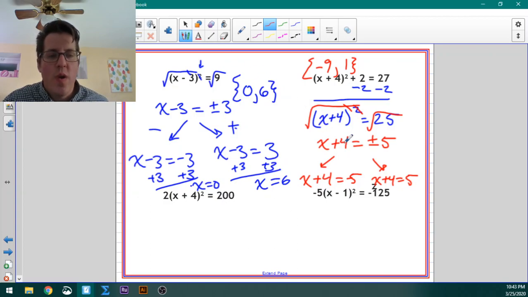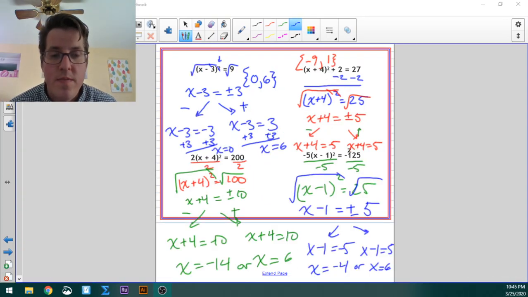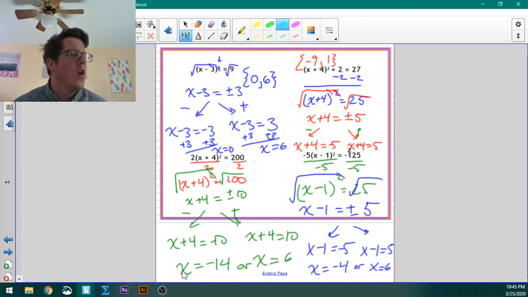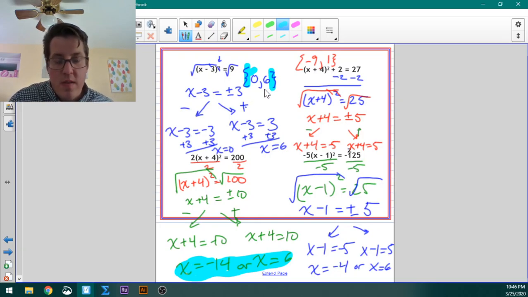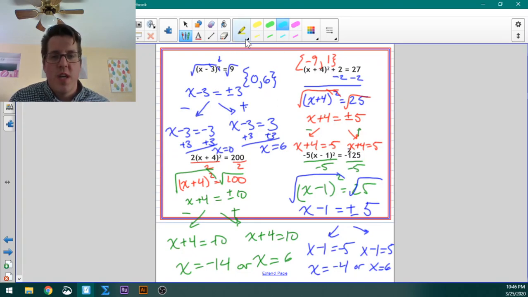Okay, pause the video, try the next two on your own, and I'll put the answers up in just a second. Okay, so here are some answers. As you can see down here, another way to write your answer is just saying x equals negative 14 or x equals negative 6. Some people feel like they're not really that great at making the curly brackets, so they just want to write x equals this or x equals that. So to our problems, our answers are x equals negative 14 or x equals 6. That's for problem 3. And then for problem 4, x equals negative 4 or x equals 6.